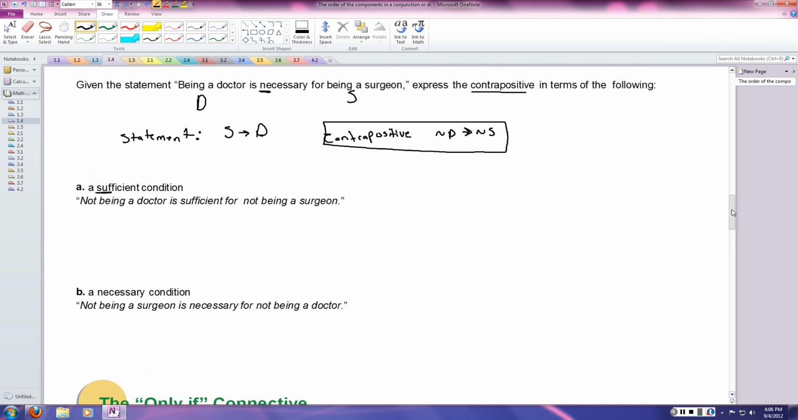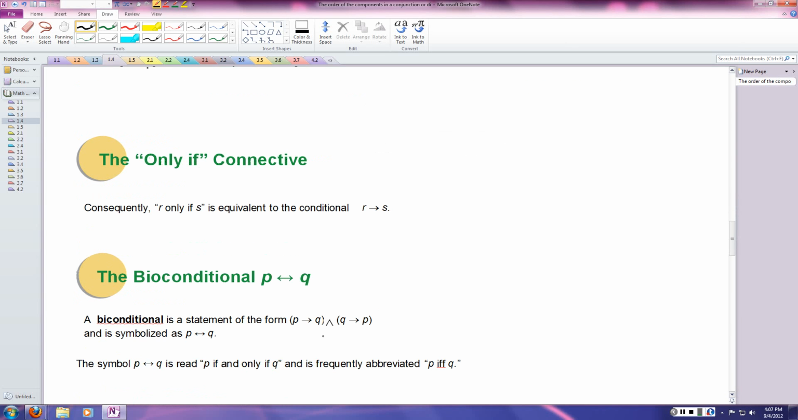So this is a contrapositive of this statement. Not being a doctor implies you're not a surgeon. So if I want to use sufficient, I don't change the order of the premise and the conclusion. If I want to use necessary, I'm still writing the contrapositive, but I need to switch the order of the premise and the conclusion. So here I'd say not being a surgeon is necessary for not being a doctor. Hopefully that makes sense, and I'll do some more examples.